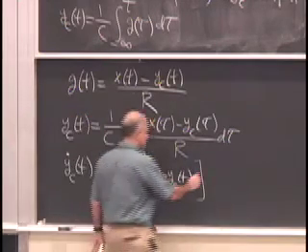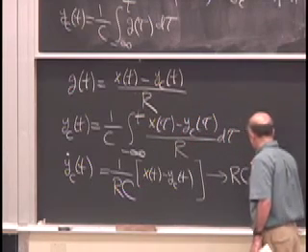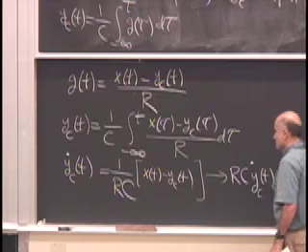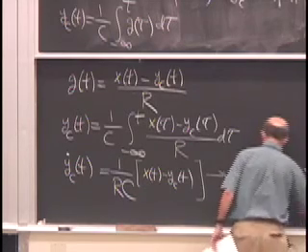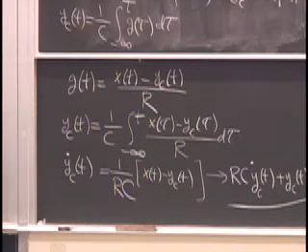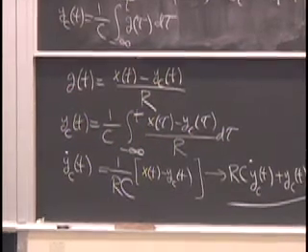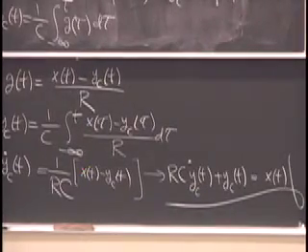So our differential equation is RC YC dot plus YC equals X of t. That's the differential equation that governs the system when the input is X and the output is the voltage across the capacitor.